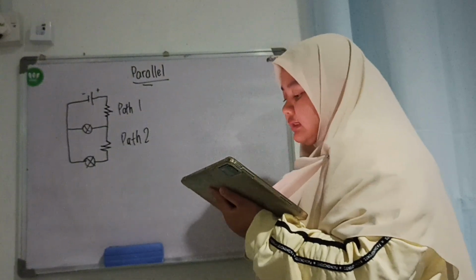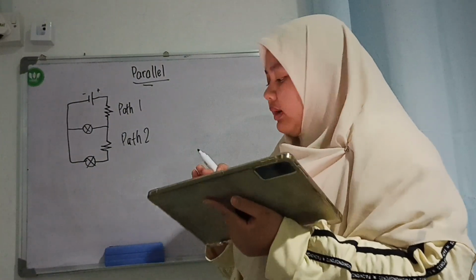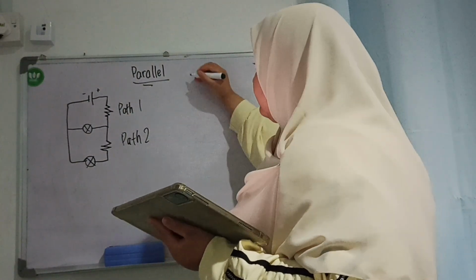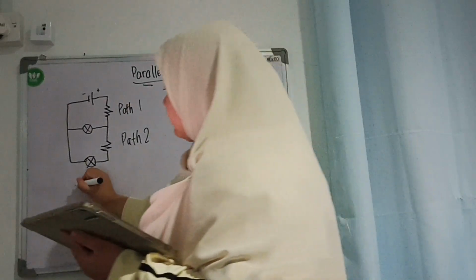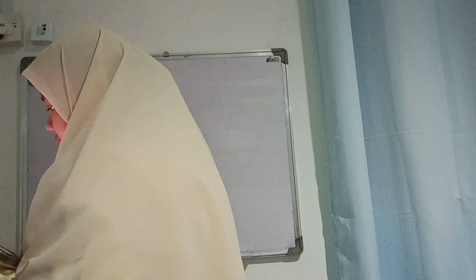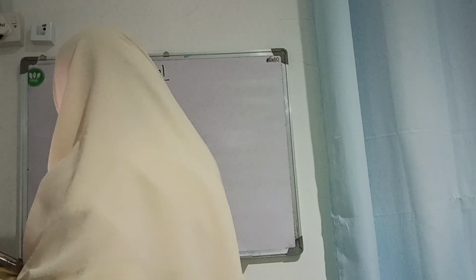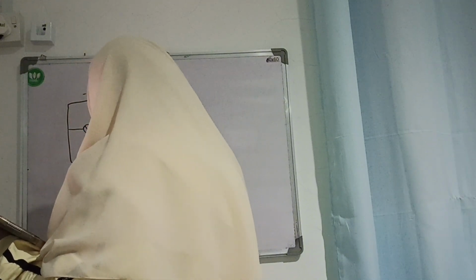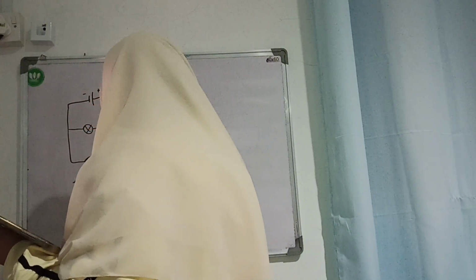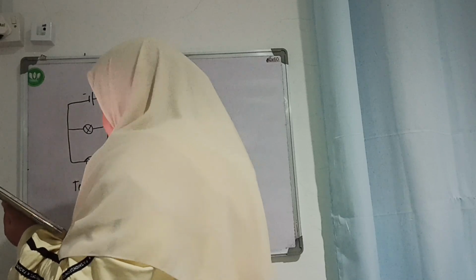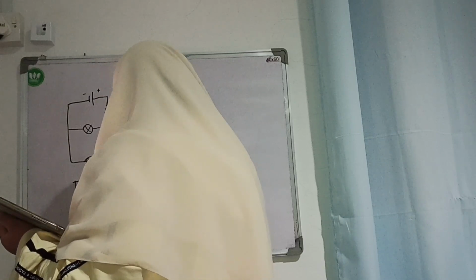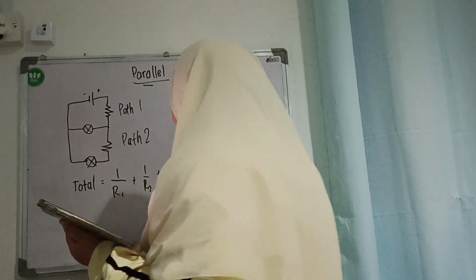So what is the formula to find the total resistance? For parallel, it will be 1 over R1 plus 1 over R2 plus 1 over R3 and so on.